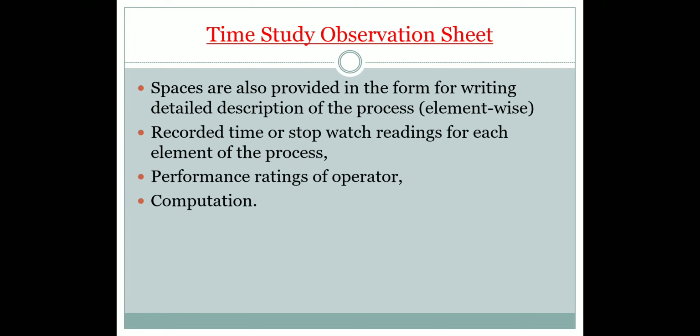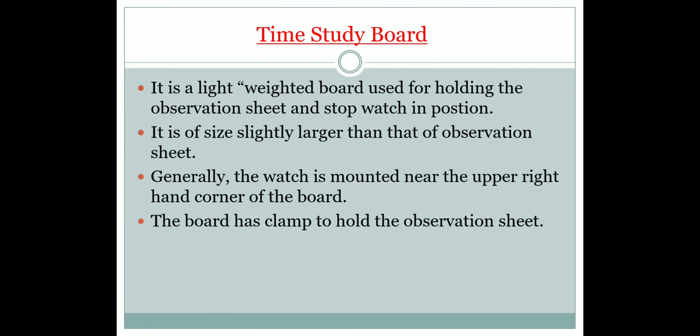Next is the recorded time or stopwatch reading for each element of the process. You have to record the time according to the stopwatch reading, and also the performance rating of the operator and computations. These are all the points you have to fill in the time study observation sheet.